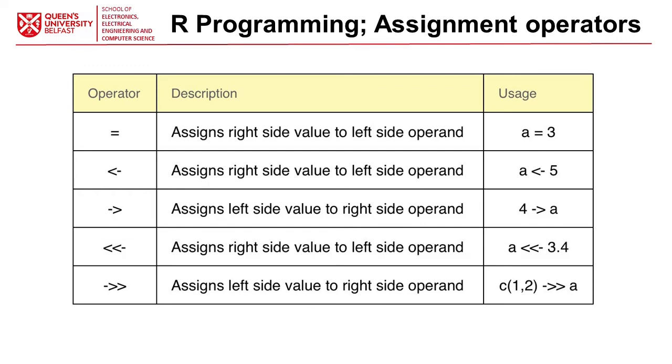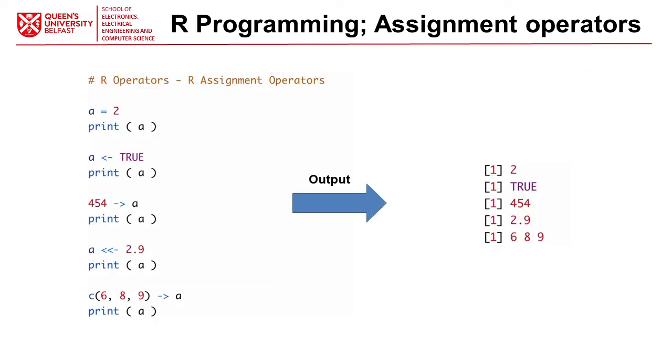Okay, so this is an example of again the assignment operator. So equal, less than dash, again, and printing the values here. Okay.